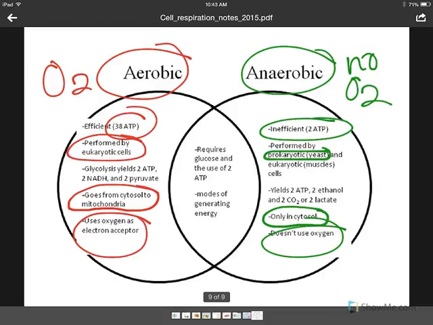So some things in common, of course, they still both require glucose. If you don't have any glucose, you can't do either form of these. And yes, they do produce some energy.